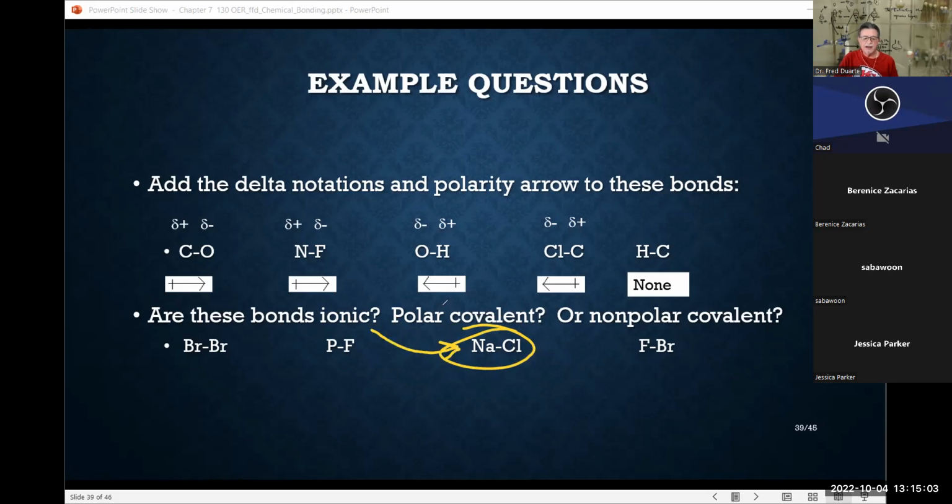Now the question is, how do I determine whether it's polar versus non-polar? What did I give you that you can at an instant determine just by looking at the two different elements involved in that bond for a covalent bond? What can I use to determine whether a covalent bond is polar or non-polar?